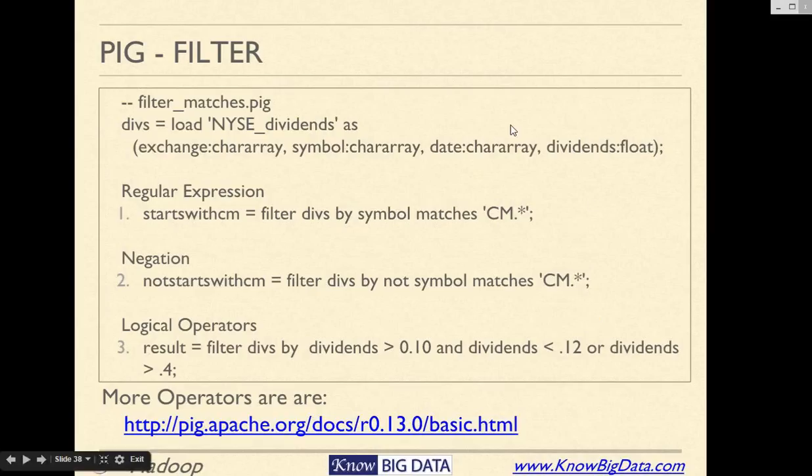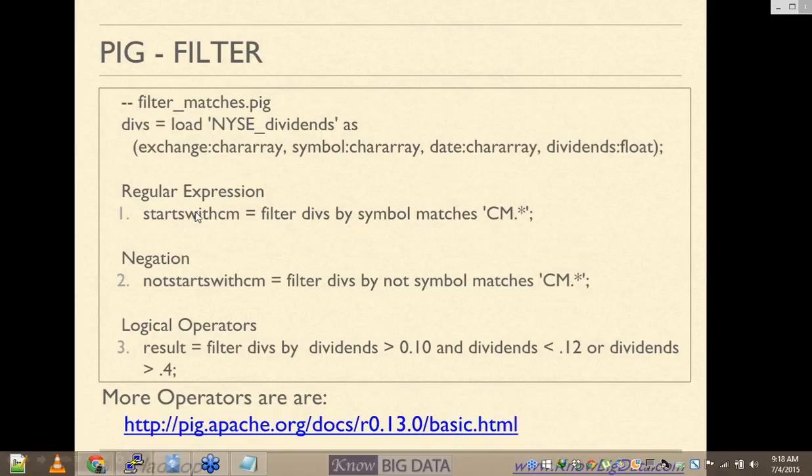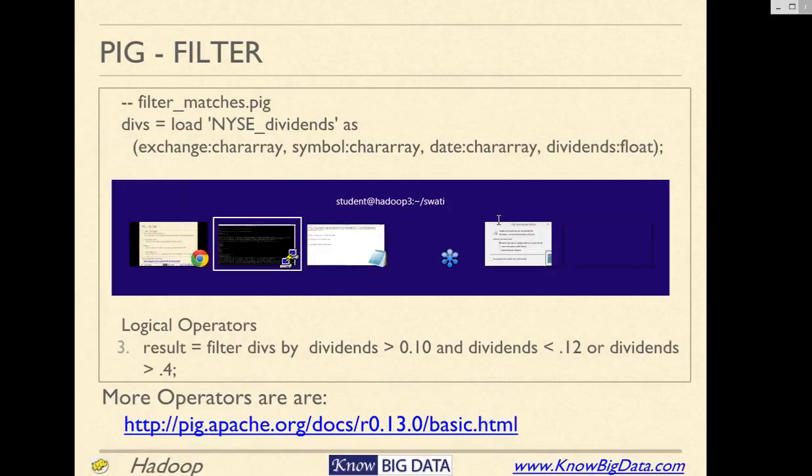Okay, filter. Filter is another command that Pig has. What does filter essentially do for you? It basically lets you filter out the data. You load the data and a regular expression, so you can say something like this: filter divs by symbol matches cm dot star. Can anyone tell me what this cm dot star means?